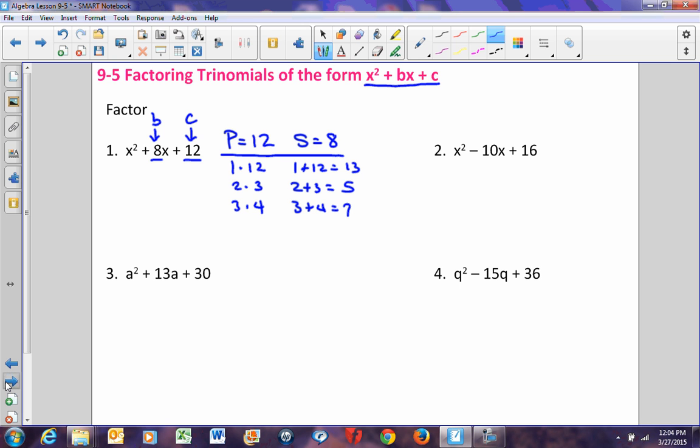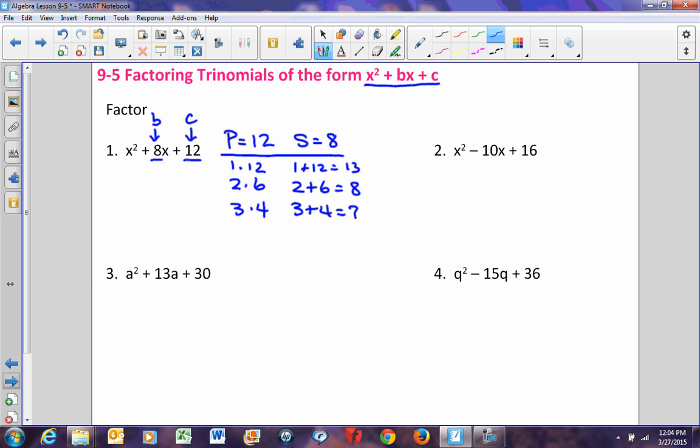Oops. Let's step back here a second. 2 times 3 is 6, not 12. There's our problem right there. If you don't get the factors right, you can't possibly get this right. 1 times 12, 2 times 6, 3 times 4. 2 plus 6 equals 8. There we go, there's my answer. And 3 plus 4 equals 7.